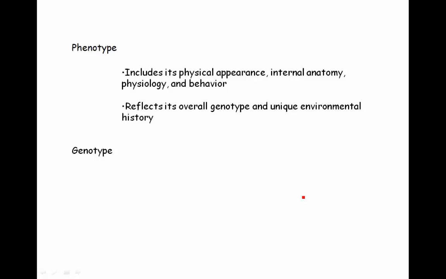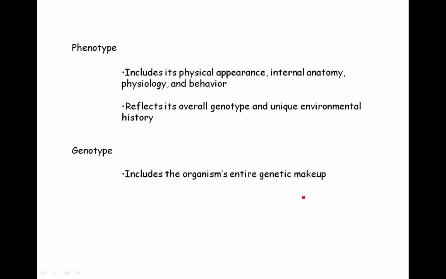If you think about identical twins, they have exactly the same genotype, but if you've known people that are identical twins, they're not exactly the same. So there are many things that differ among them. And a big part of that is the fact that they have different environmental histories. So that does affect the phenotypes.